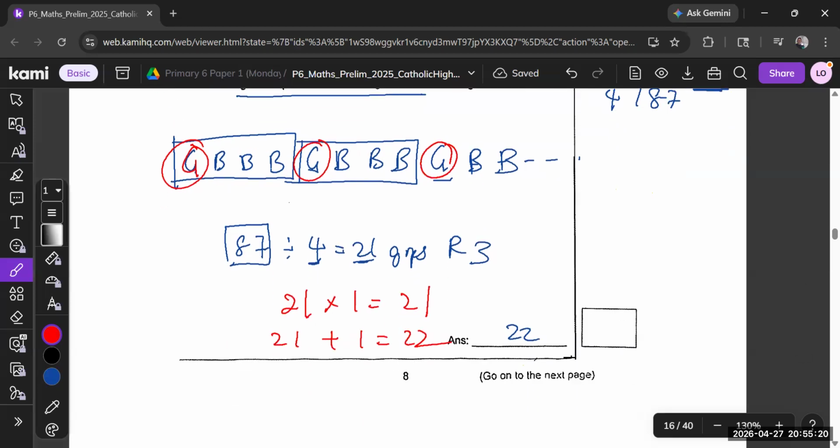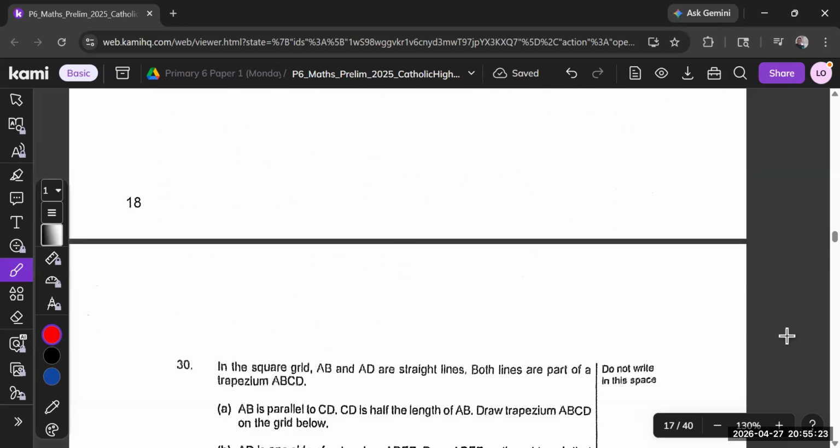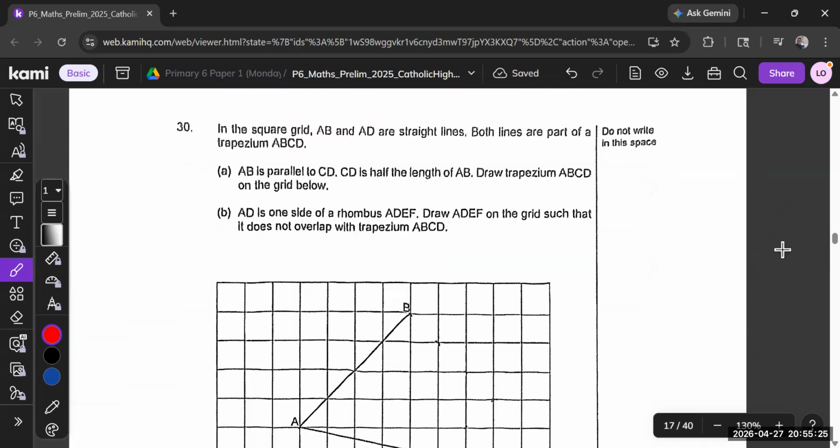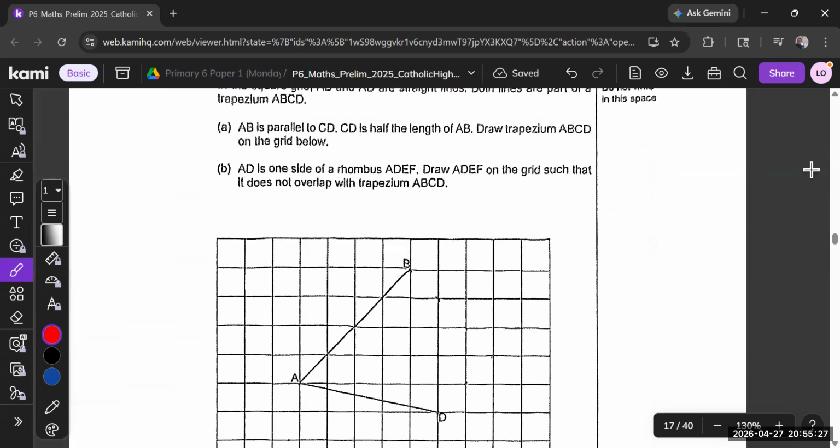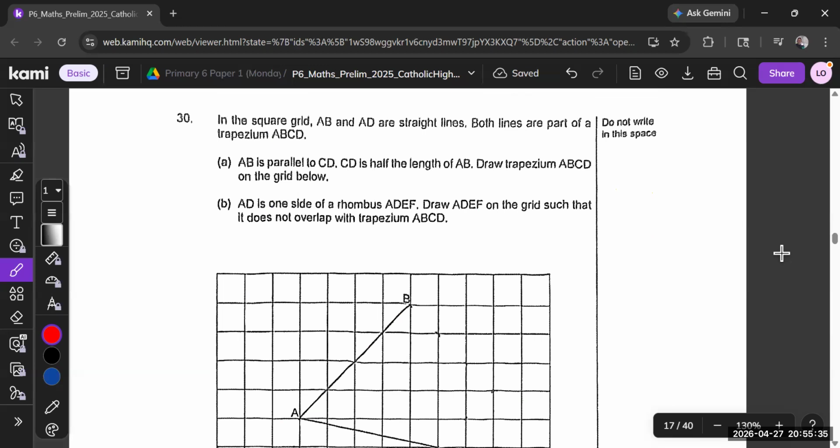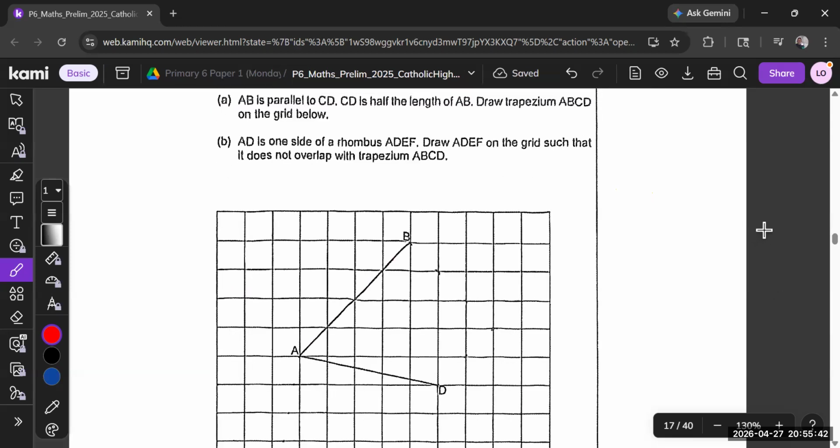Okay, let's go to the last question. All right, last question, and it's drawing. Drawing is your lucky day because you don't have to think about methods. And the square boxes mean what? You have to count the squares to draw. So in a square grid, AB and AD are straight lines. Both lines are part of a trapezium, A, B, C, D.